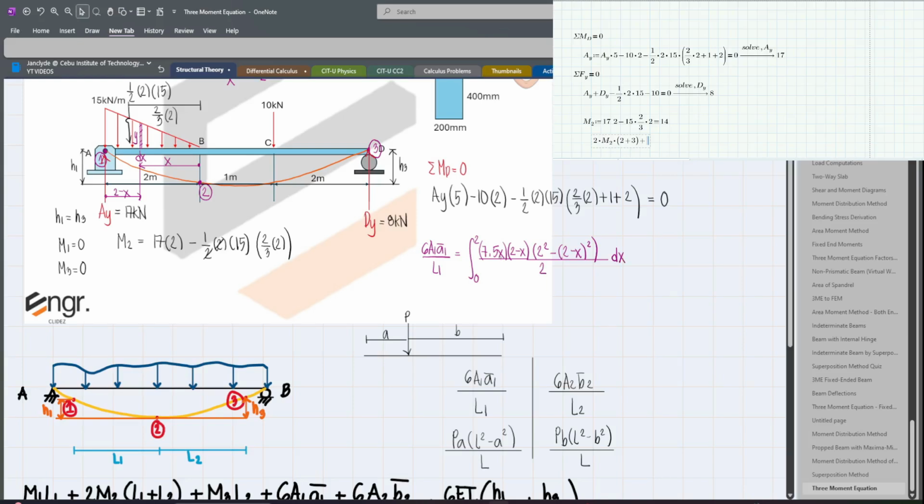Then we have dx. So 6A1 barred A1 over L1 is equal to the integral from 0 to 2. Then we have here 7.5x multiplied by 2 minus x. Then 2 squared minus A squared, 2 minus x squared, divided by 2.